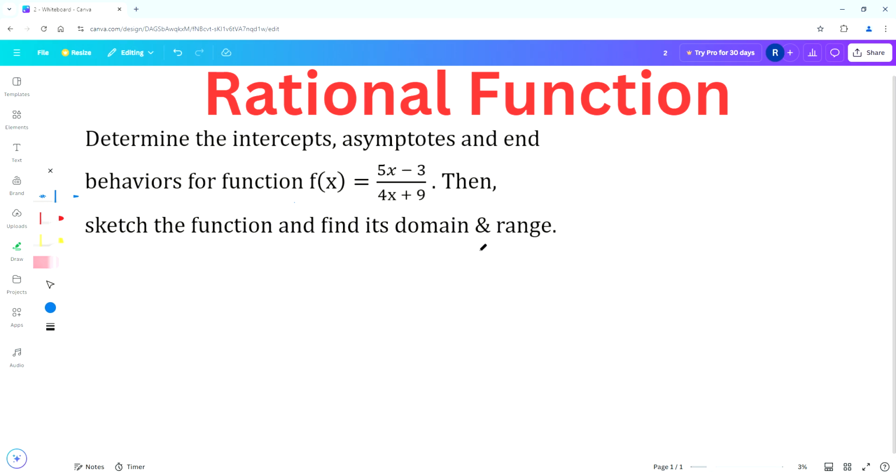In this problem, we are given a rational function and we have to find its key features. Let's start with the intercepts. We'll find the x-intercept first. For the x-intercept, we should sub in the function value as 0 in the given function equation and solve for x.